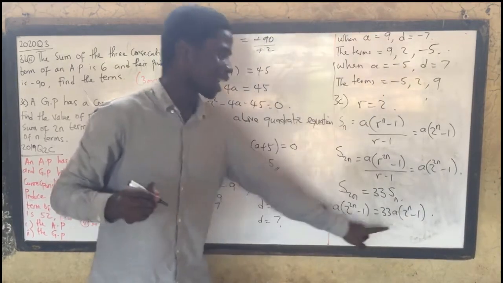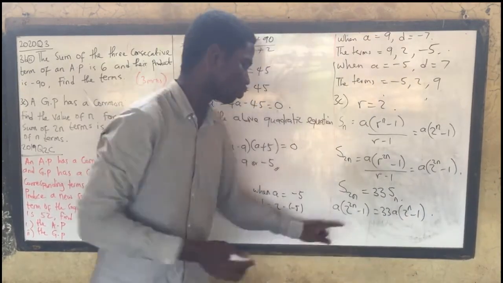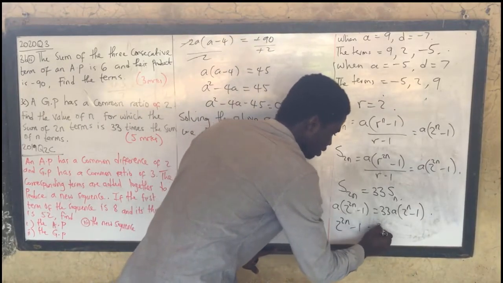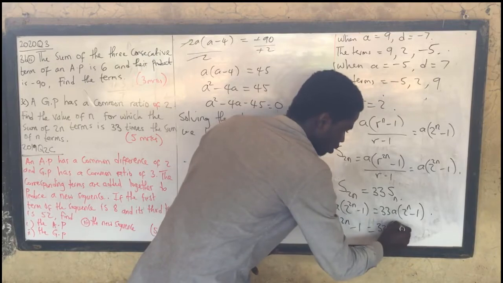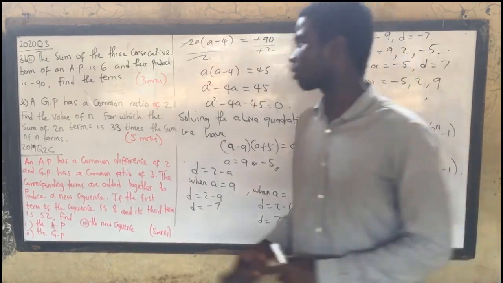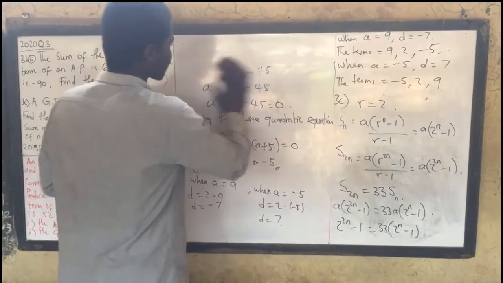So now A cancels away. Divide both sides by A. You will be left with what? 2 raised to power 2n minus 1 is equal to 33 open bracket 2 raised to power n minus 1. So what do you do here? Quadratic equation. Do you see that?